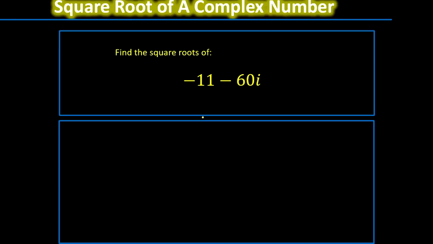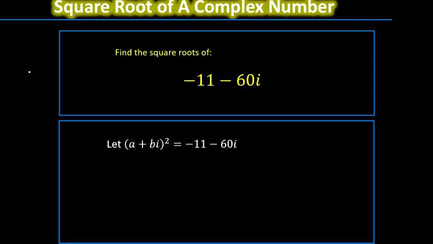Now the last thing for this first lecture, how to find the square root of a complex number. This is again a very common requirement in the past papers. Find the square root. We are looking for a number whose square is minus 11 minus 60 iota. Right now I don't know the number. So I simply start with this assumption that the number is a plus b iota.